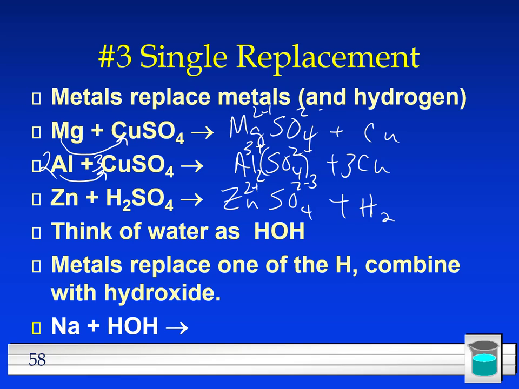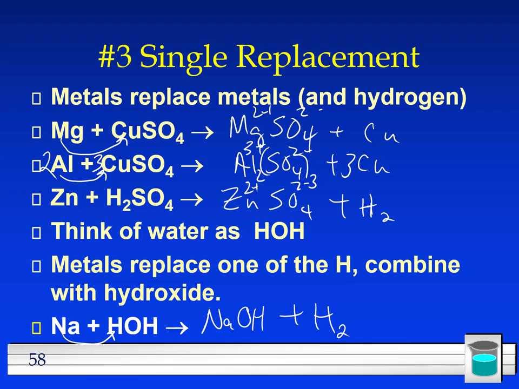So for example, if you put sodium and water together, if they wrote water as H2O, you're going to want to rewrite it as HOH, because remember, hydrogens can come off. So sodium and water. Sodium is going to replace one of the hydrogens. I'm going to have sodium next to hydroxide, and hydrogen by itself. Can hydrogen be by itself? No, hydrogen gets a 2.